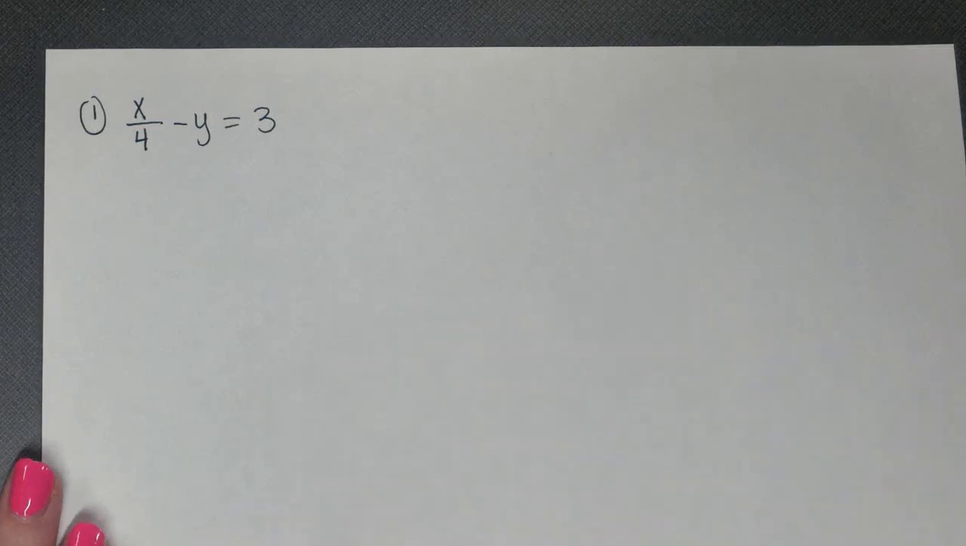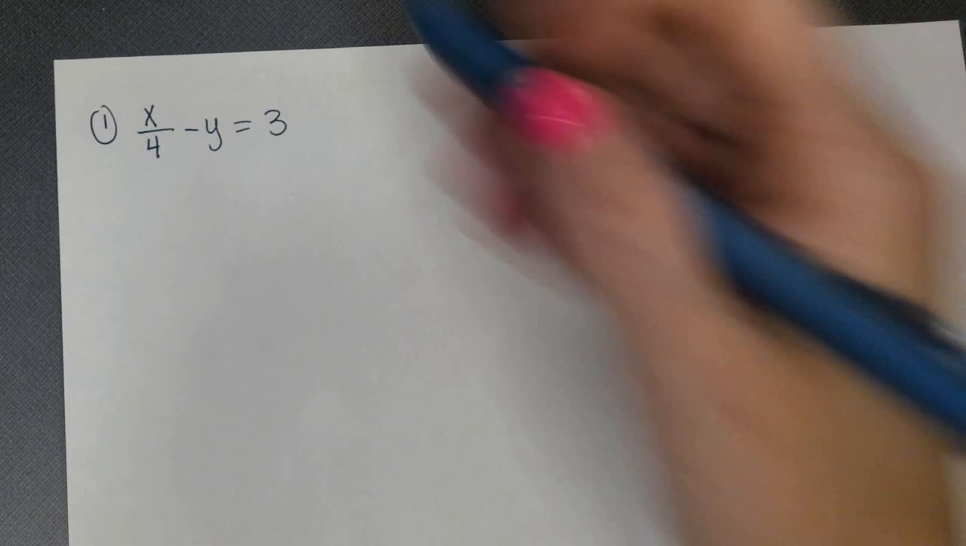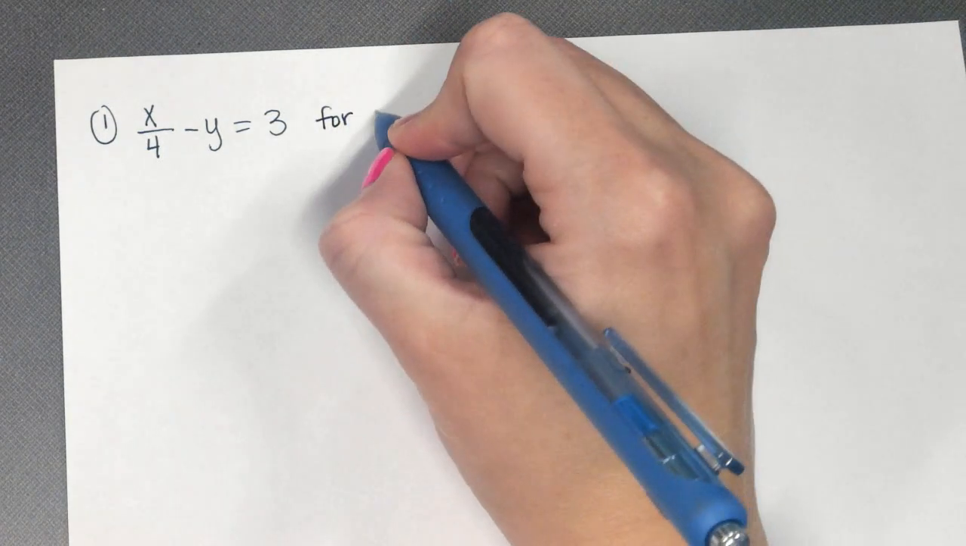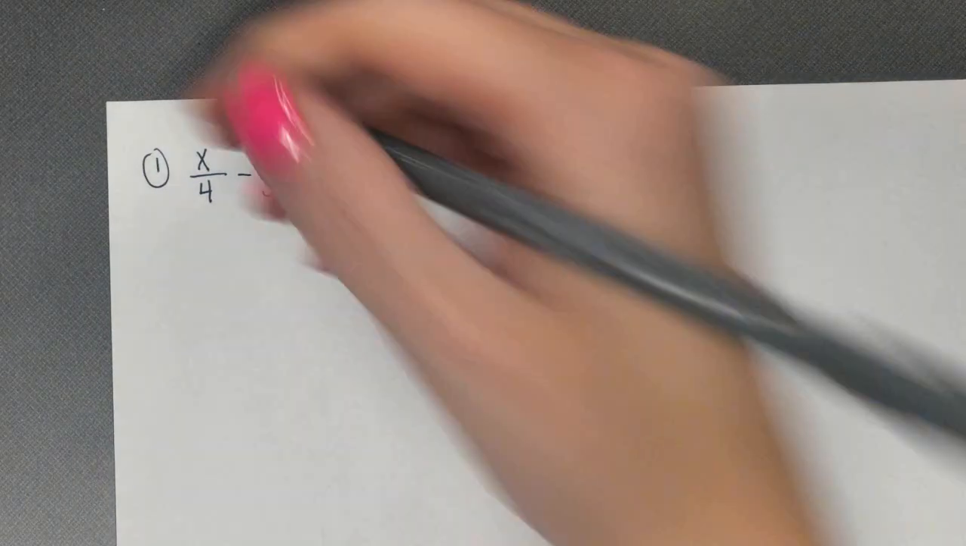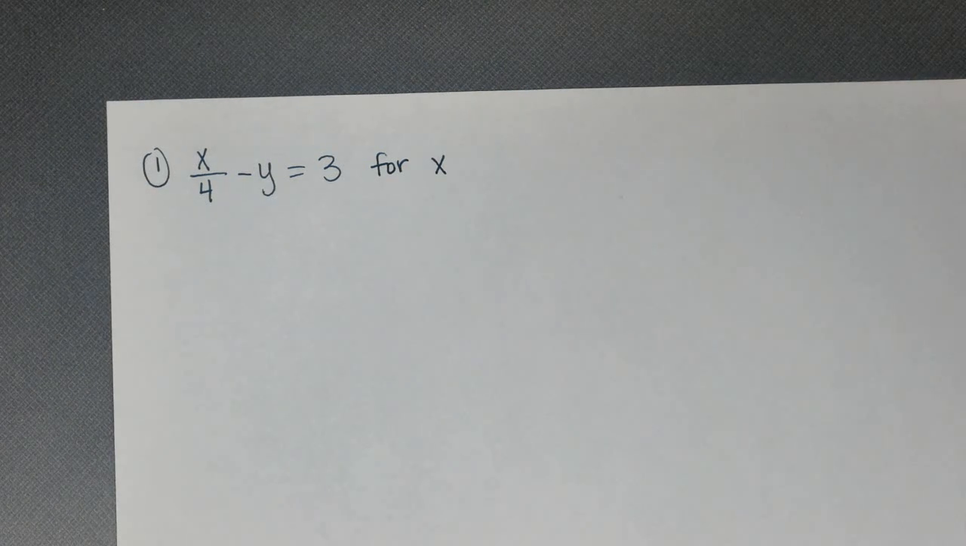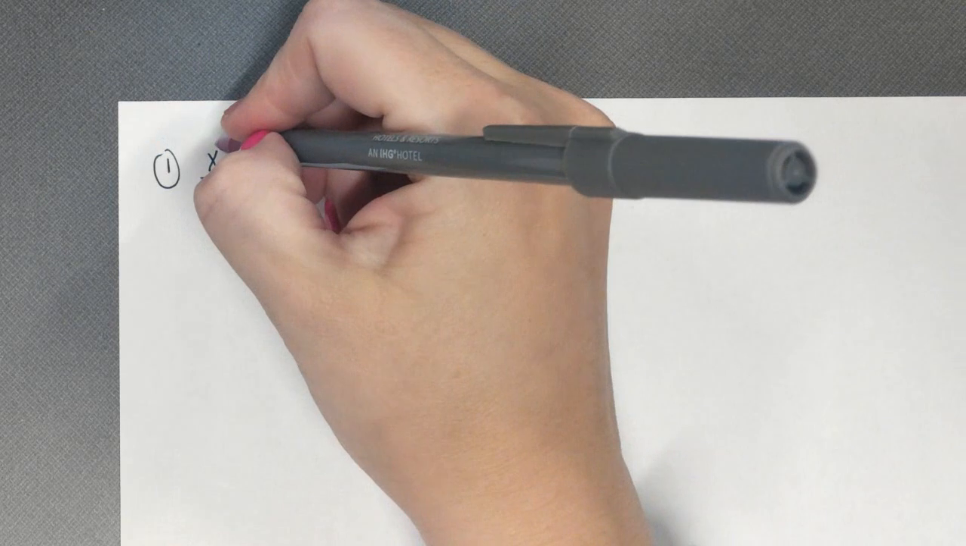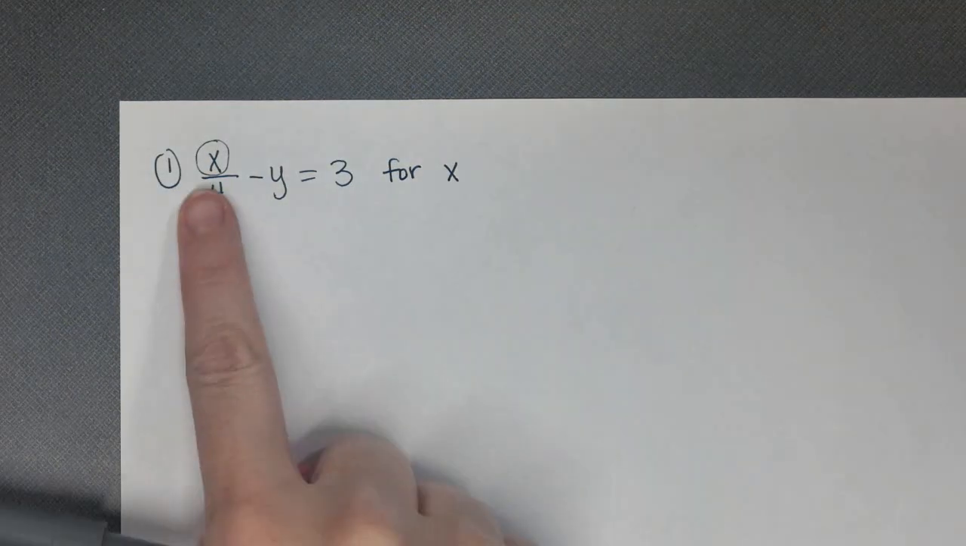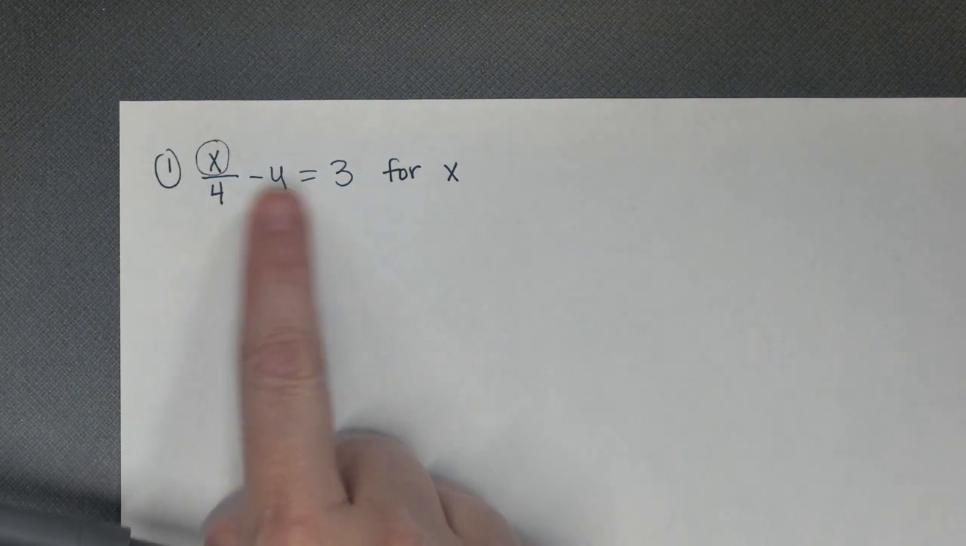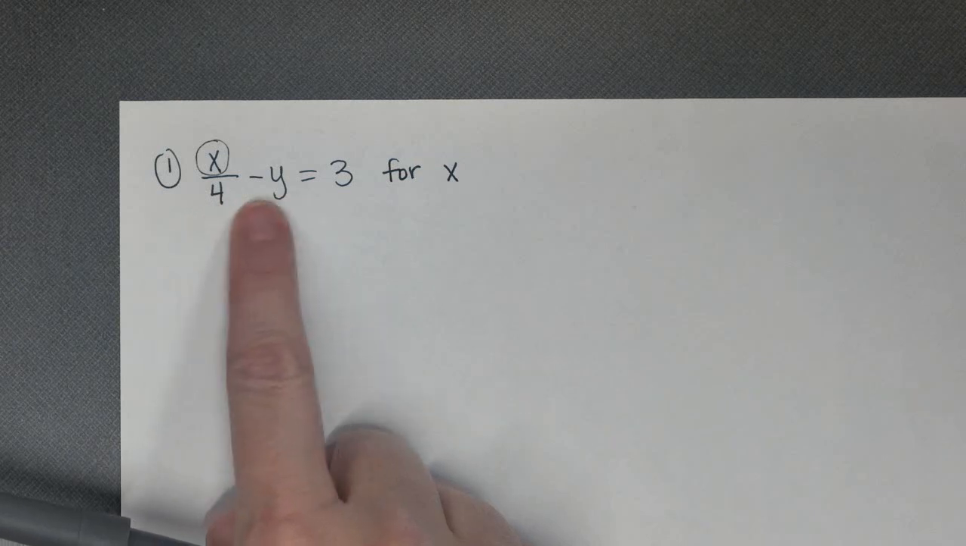Okay, so we're going to start with number 1. So remember, when they tell you what you are solving for, so this is for x, we either want to draw an arrow or a circle, you can decide. Once you do that, I feel like it's really clear to see the two things that you have to move over, the 4 and the negative y.